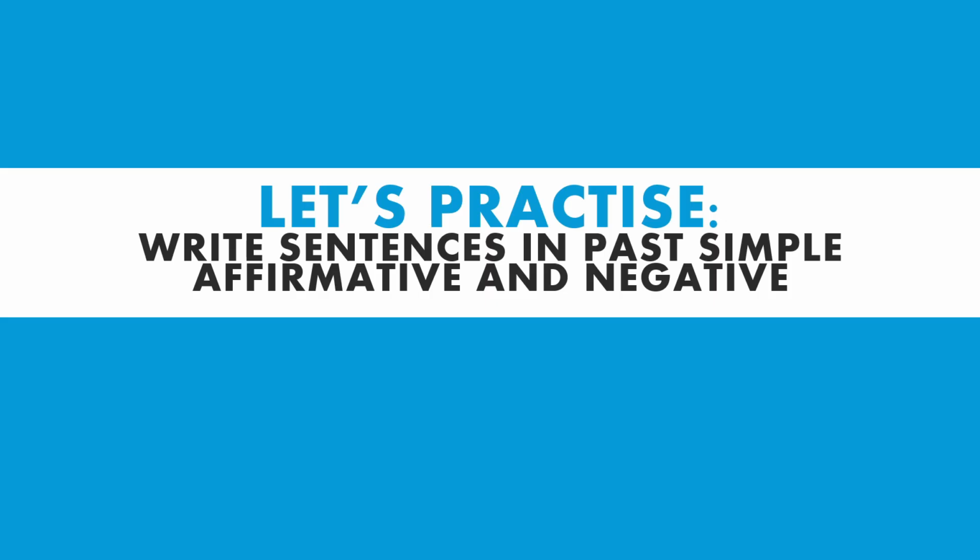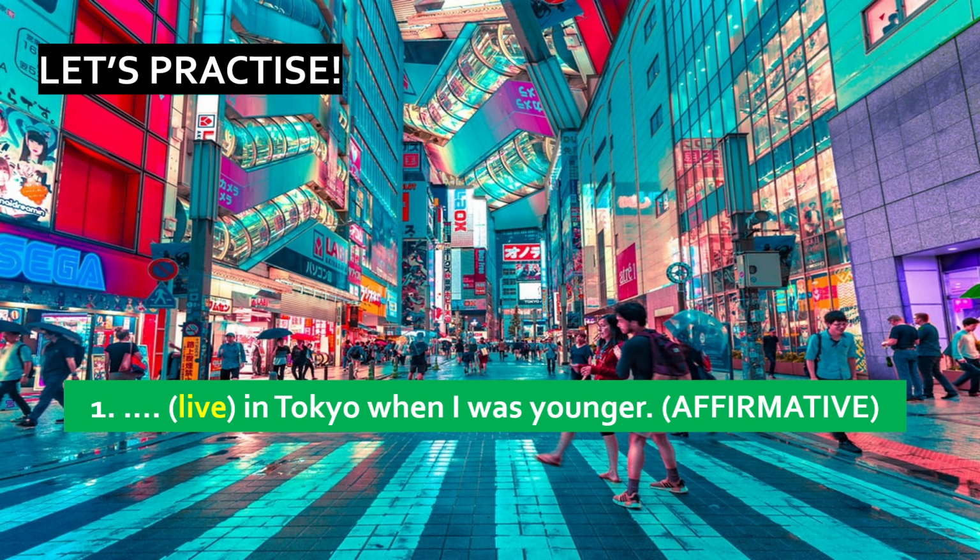Now let's move on to the last activity of our lesson today, which is to practice writing sentences in past simple, affirmative and negative form. Take a look at this picture for a while. I have provided a sample guidance sentences here for you. For the first sentence, you will need to write it in affirmative form. The verb given here is live.